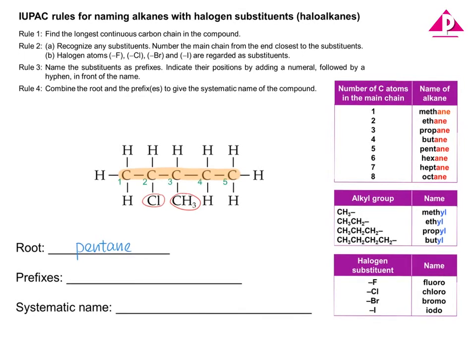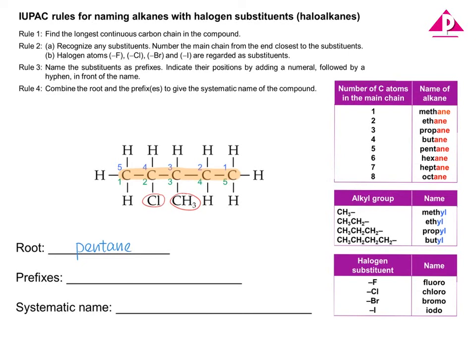If we start numbering the main chain from the left-hand side, the first substituent, for example the chlorine atom, is attached to the second carbon atom. If we start numbering the main chain from the right-hand side, the first substituent, for example the methyl group, is attached to the third carbon atom. According to Rule 2, we should number the main chain from the end closest to the substituents. So we should number the main chain from the left-hand side.